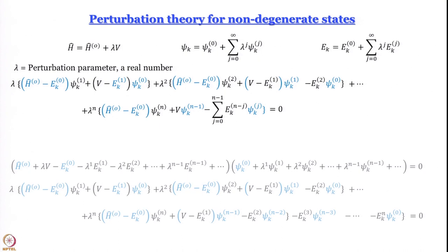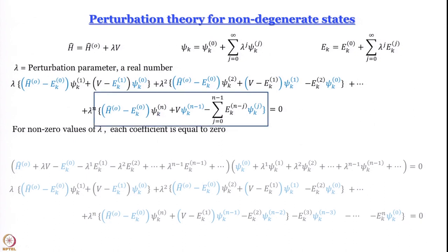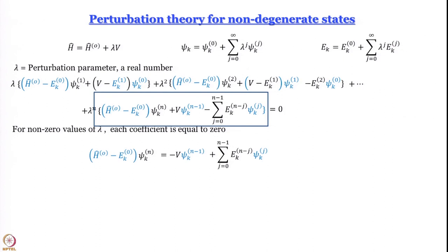So, now if this is the case, then the condition for this to hold for non-zero lambda is that the coefficient of each power of lambda must individually be equal to 0. So, if I take the general coefficient, then this whole thing has to be equal to 0. Let us equate that to 0 and this is what we get. This is a very, very important equation and we will have to refer to it time and again in the subsequent discussion. So, what have I done? I have taken the coefficient of lambda to the power n and we have equated it to 0 because lambda is non-zero.